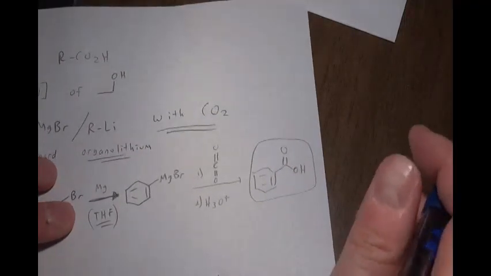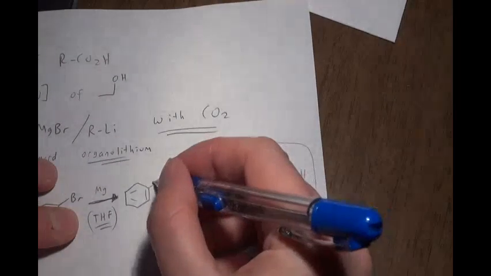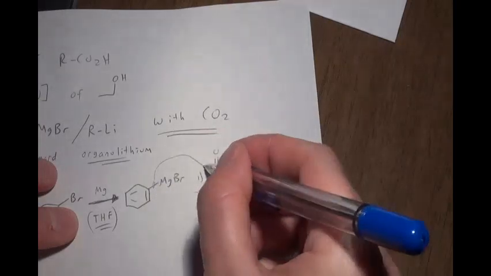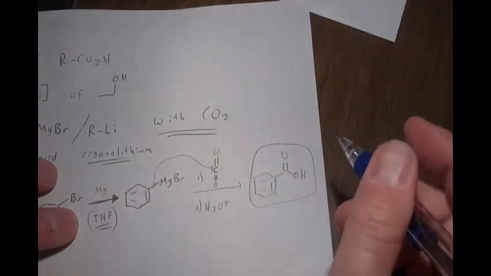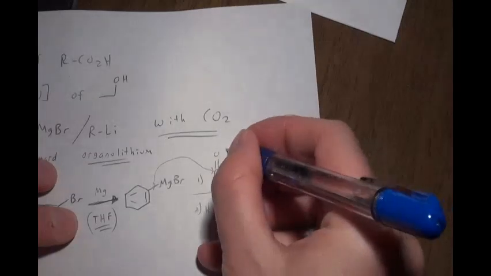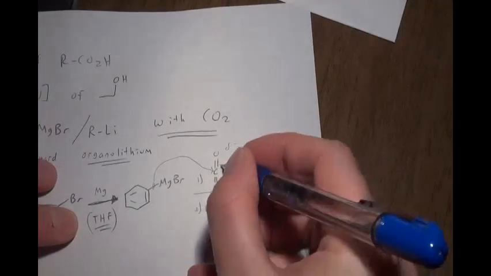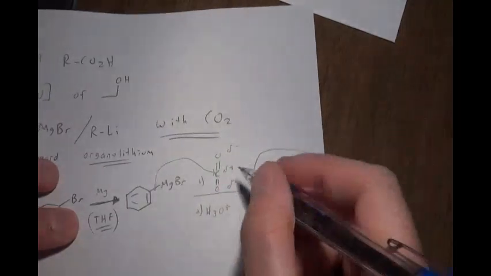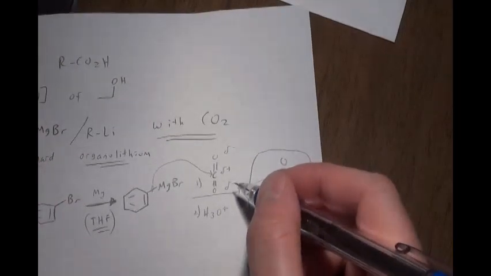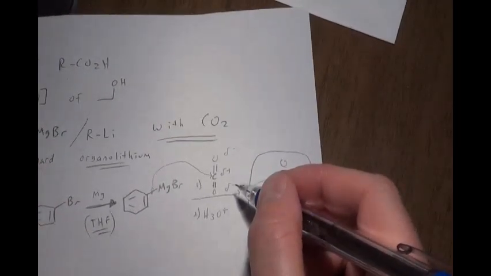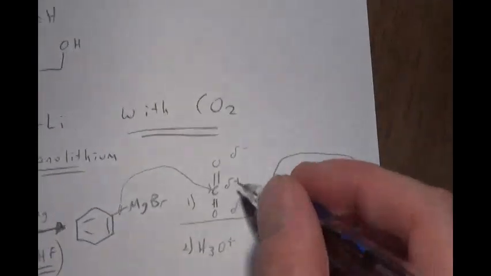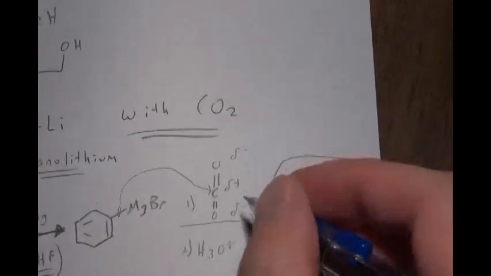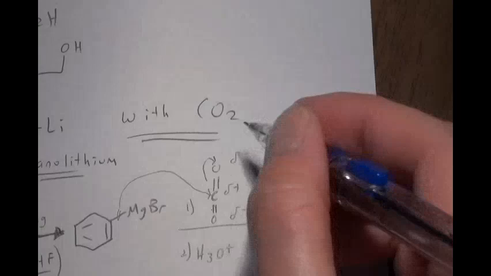How does it work? Very simply, the Grignard attacks the electrophilic carbon. Why does it attack it? Because the Grignard carbon is delta negative, and the middle carbon of CO2 is delta positive, and the two oxygens are delta negative. Electrons go up or down.